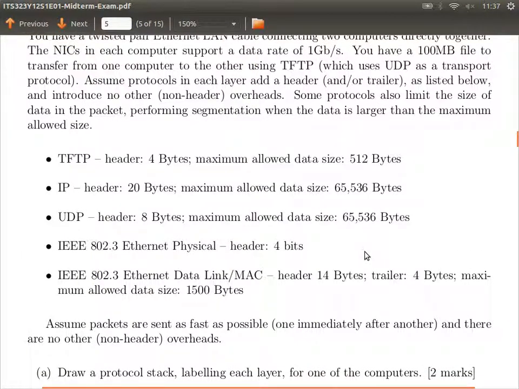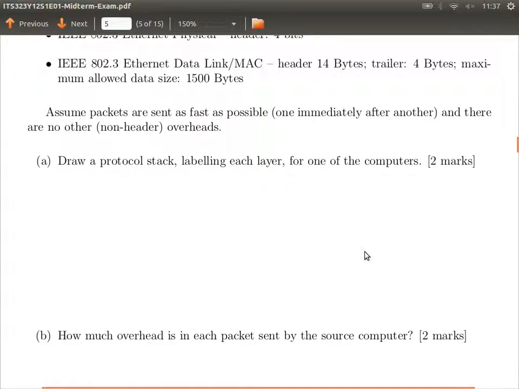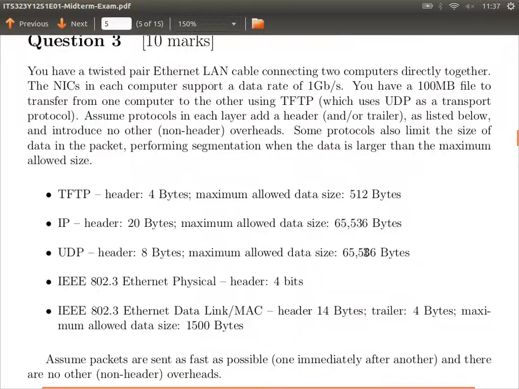Coming back to our question, how much overhead is in each packet sent by the source computer? Well, let's work out how big is each packet sent by the source computer. We start with a 100 megabyte file. At the top layer we use TFTP. It says the maximum allowed data size is 512 bytes. So we've got 100 megabytes, but TFTP must break it into smaller chunks, which are no more than 512 bytes long. We can do the calculation later of how many chunks, but we know that we split that 100 megabyte file into chunks of 512 bytes long.